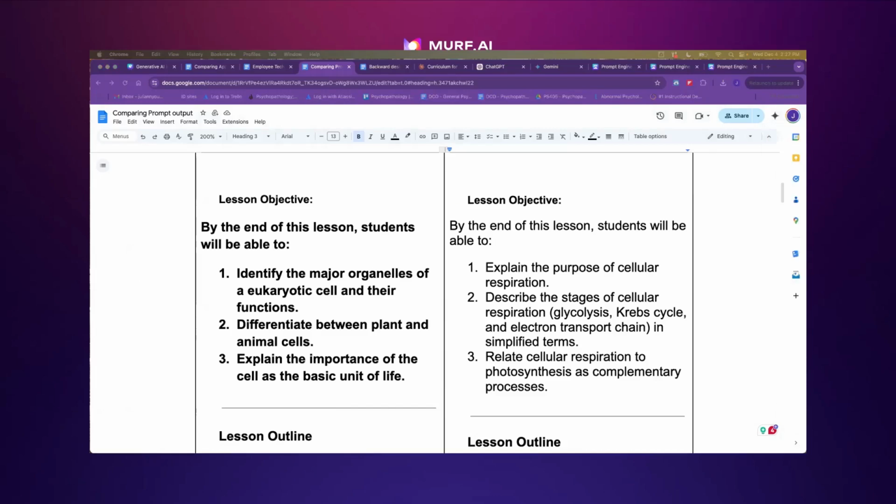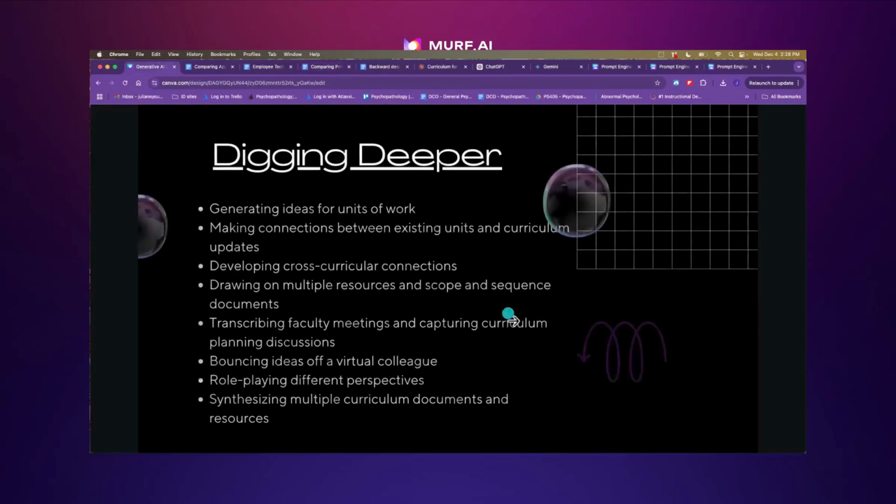All right, so what else can Gen AI do for us? It can generate ideas for different areas of work. So lots of times in my current role, someone will say, we really need to train managers, but I don't really know what the topics can be. It can help generate those ideas. It can help us make connections between the curriculum we have now and curriculum that might need to be updated.